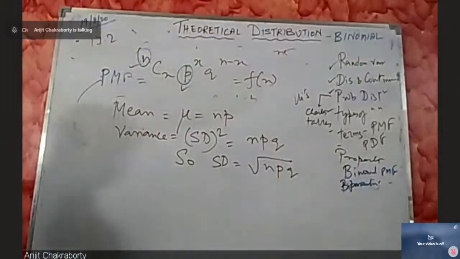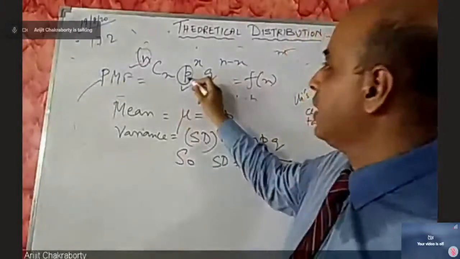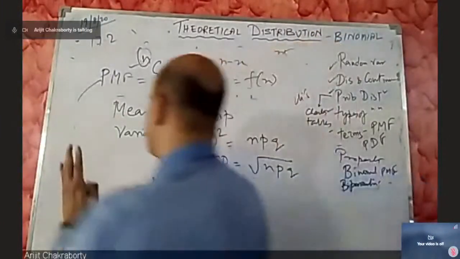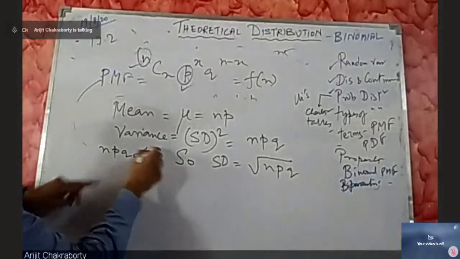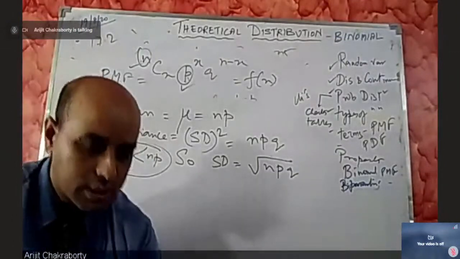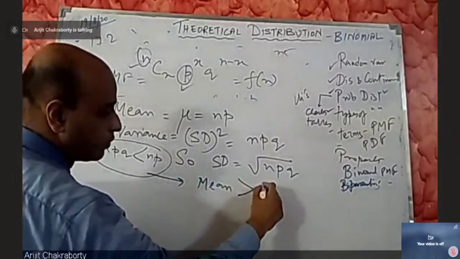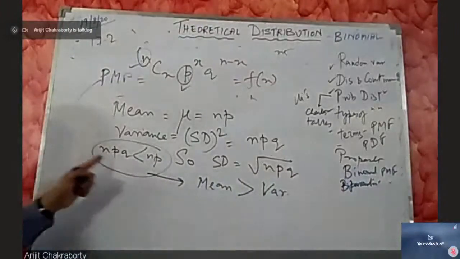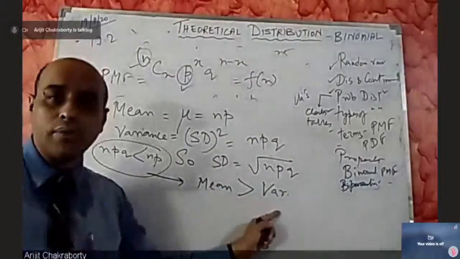Now the question is, since P and Q are fractions, all less than 1, if you multiply NPQ, NPQ will always be less than NP because both are fractions. This means that in case of binomial distribution, the mean of the distribution will always be more than the variance. So please keep a note of this as well. NPQ will always be less than NP, which means the variance will always be less than the mean, or the mean will be more than the variance.